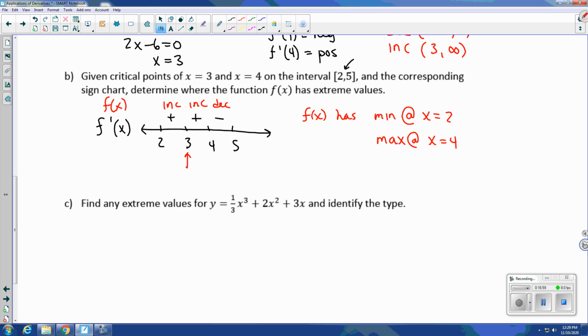And then it is decreasing to 5. So if it's decreasing to 5, that means 5 could be considered a minimum. So we'll add that to our list. And there's our analysis of the sign chart and the extreme values related to this function.